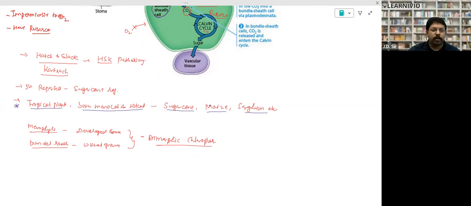So remember C4 plants. You can get the question, which of the following have Kranz anatomy? The answer is to match which of the following are C4 plants. So sugarcane, maize, and sorghum all have Kranz anatomy and they perform the C4 cycle, right?